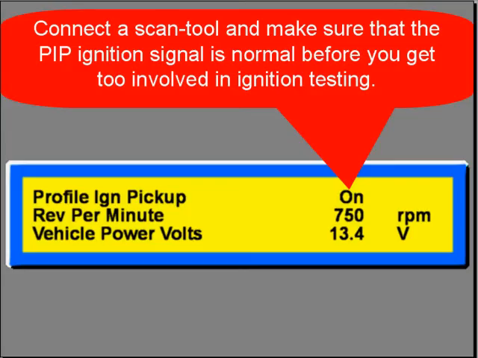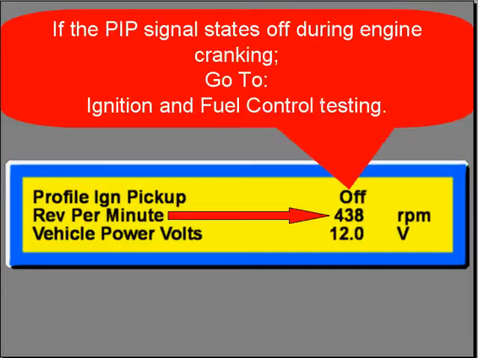The first step in ignition testing is to connect a scan tool and make sure that the PIP ignition signal data bit says on long before you get involved in ignition testing. Ford doesn't have a lot of ignition data bits on their scan tool, but they do have this profile ignition pickup. If the PIP signal states off during engine cranking like this one, you can see we're cranking at 438 RPM, go to ignition and fuel control testing.